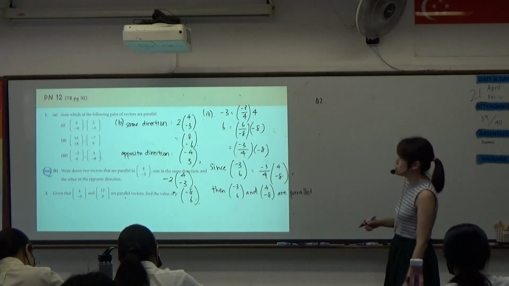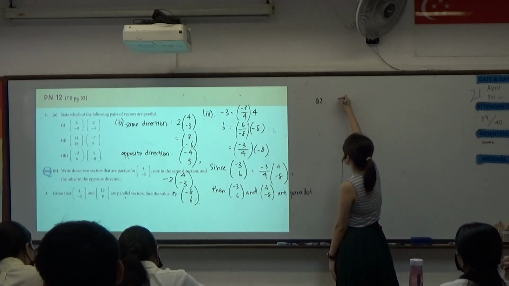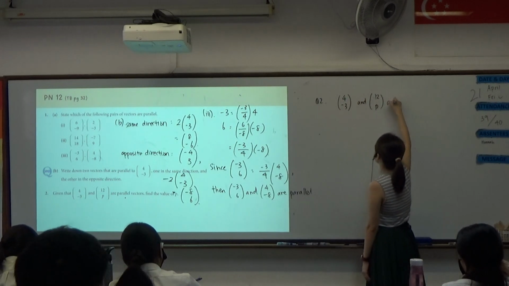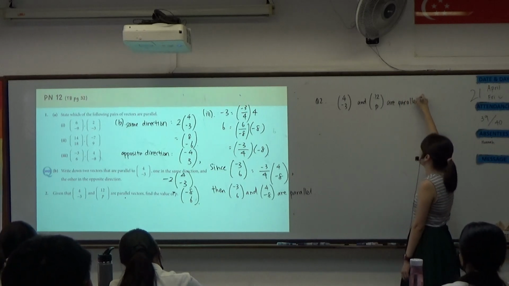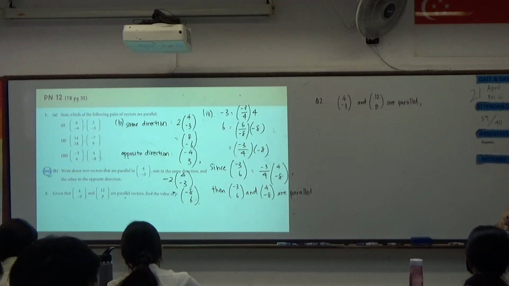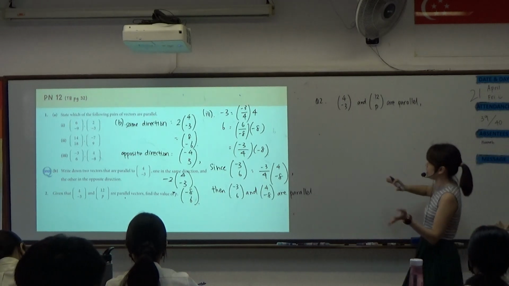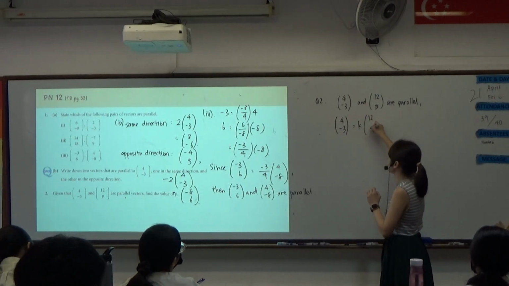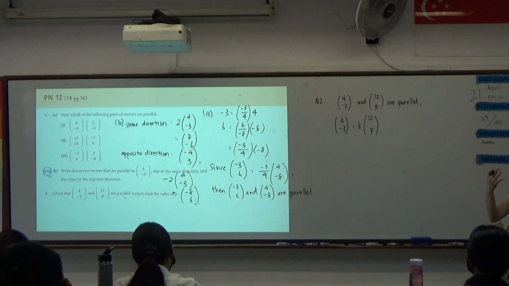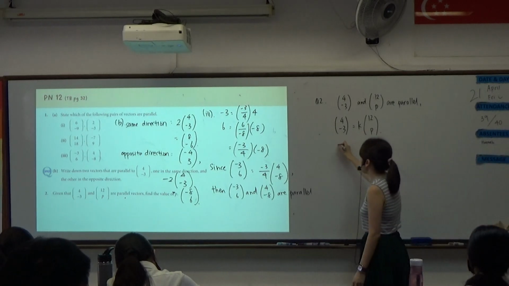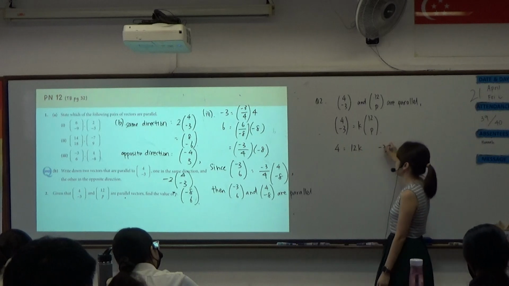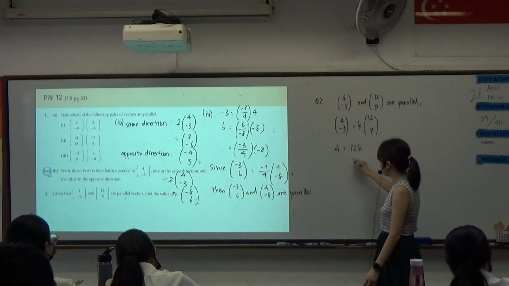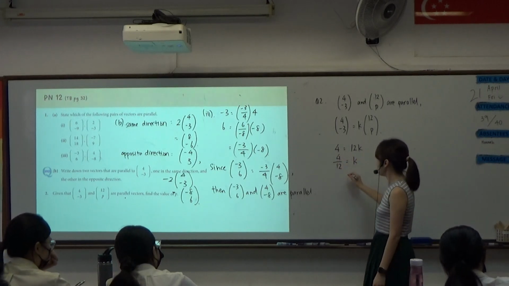Looking at question 2, it says that 4, -3 and 12, p are parallel. Because they are parallel, that means that the 2 vectors are scalar multiples of each other. In other words, I can write 4, -3 as equal to k times 12, p. Similar to how we do our matrices, we can say that 4 equals 12k and -3 equals kp. I can then find out the value of k, and in this case, that will be 1/3.